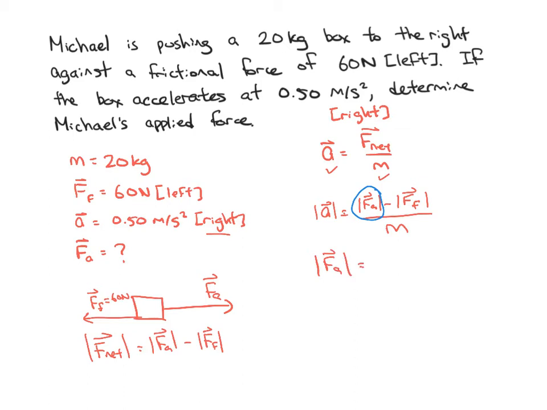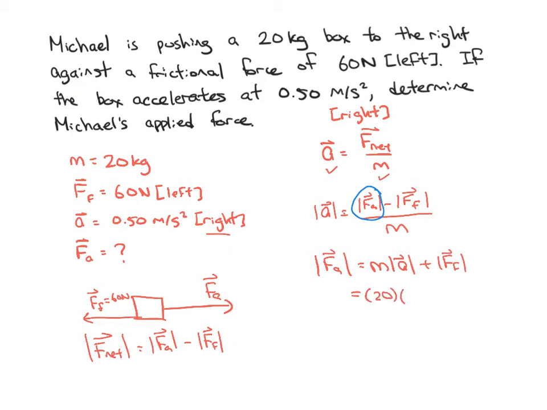What's going to happen is that mass is going to be multiplied on both sides, giving me mass times acceleration. And then I'm going to add the force of friction on both sides. Okay, so I skipped a lot of the steps in between there. I skipped writing them out, but this is the rearranged formula for applied force, and I can plug in the values there.